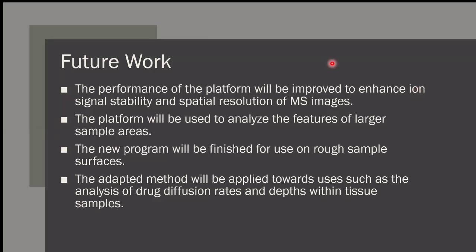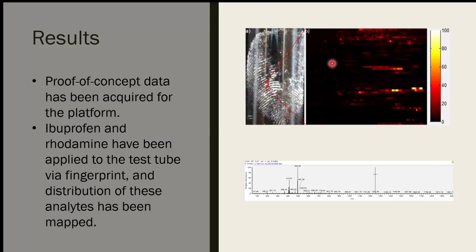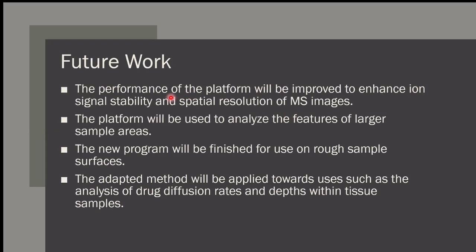Now, in the future work, I will improve the performance of the platform to enhance ion signal stability and the spatial resolution of the MS image. Along with this, the platform will be used to analyze larger sample areas. And this is because, as you can see, the sample area here is much smaller than the actual size of the fingerprint. So we want to pick up more aspects of the fingerprint to just have a better view of it. Along with this, the new program will be finished for use on rough samples, and then this will all be combined for the adapted method, which will be applied towards uses such as the analysis of drug diffusion rates and depths within tissue samples, among other applications.